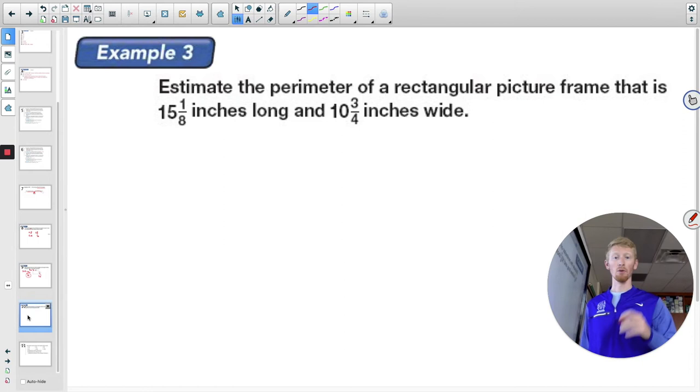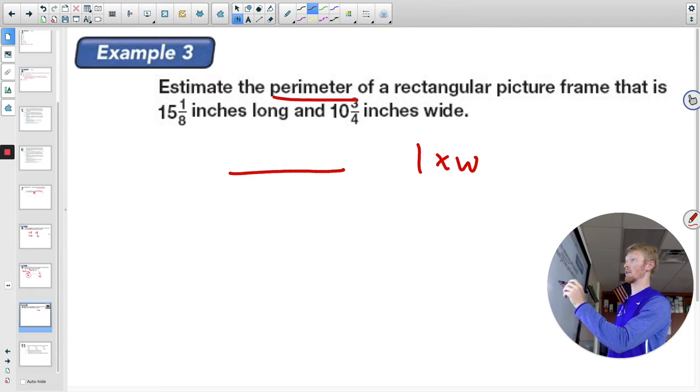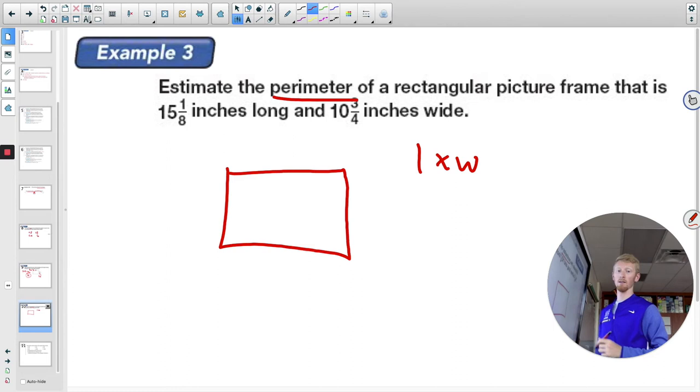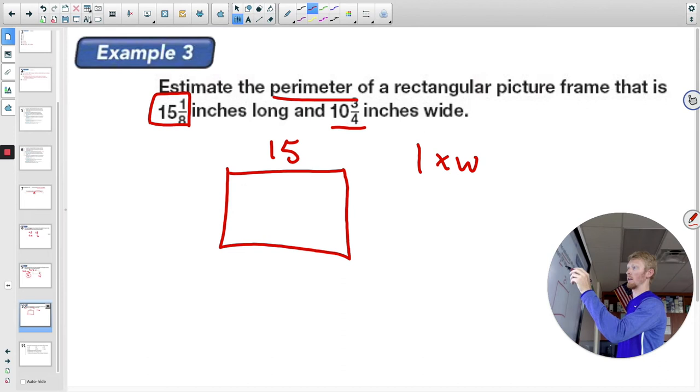So perimeter is different than area. Area is length times width. Perimeter is when you take your figure and you add up all the sides. So if this is my figure and one side is 15 1/8 and one side is 10 3/4, I'm going to estimate by rounding. So 15 1/8 becomes 15, and 10 3/4 is closer to 11, so that would become 11.